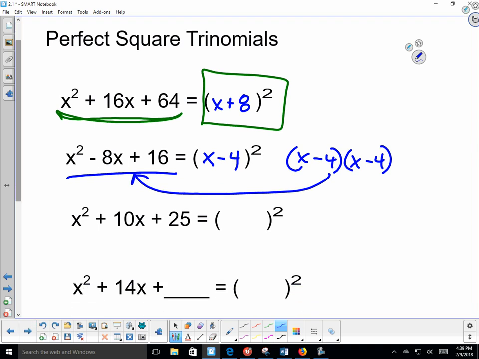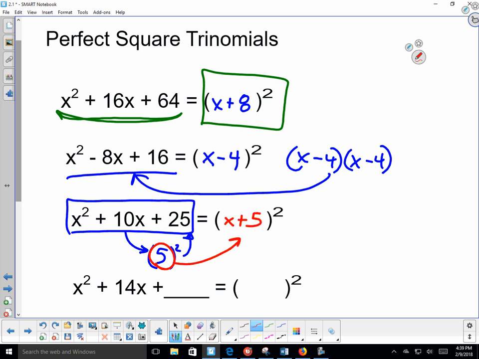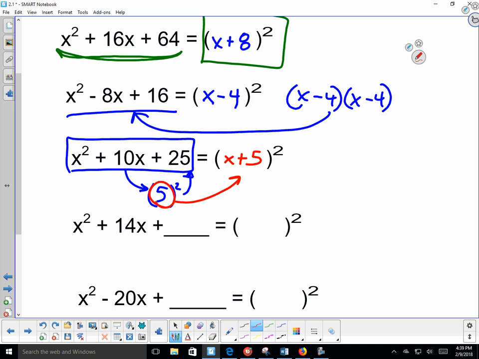So the process, remember, is you take half of the coefficient on the x, and then you square it to get this number here. That's what makes a perfect square trinomial, and then the half number is the number that goes in with the x. So in this next example, x squared plus 10x plus 25 would be equal to x plus 5 quantity squared. X squared plus 14x plus what is going to give me a perfect square? Take half of the 14, that's 7, square it, and you get 49. This number 7 is what goes in right here with the x. So it could be rewritten as x plus 7 quantity squared.